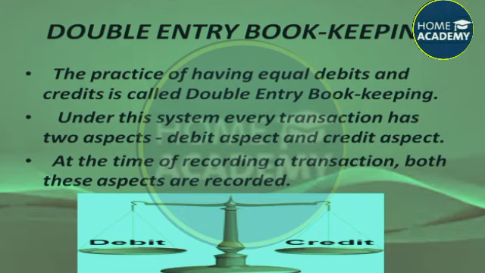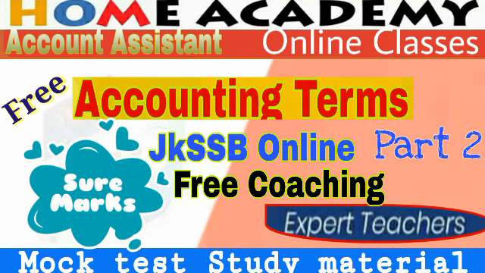Under this system, every transaction has a dual aspect, or two aspects. One is the debit aspect and the other is the credit aspect. So, at the time of recording a transaction, we have to be very careful that both these aspects are recorded, the debit aspect as well as the credit aspect, because only then will it equalize the transactions and the double entry system be systematically followed.